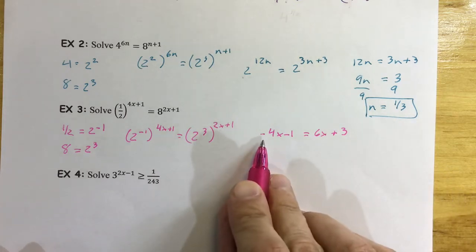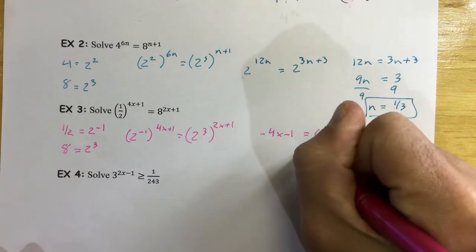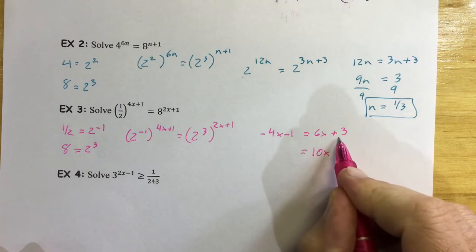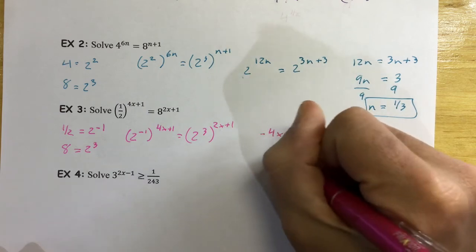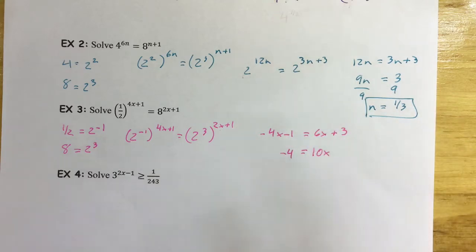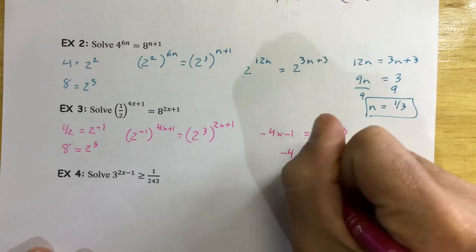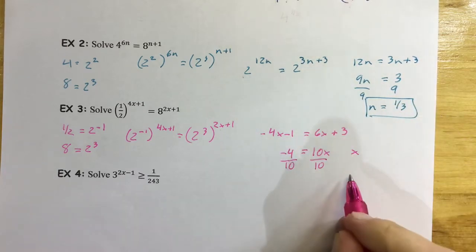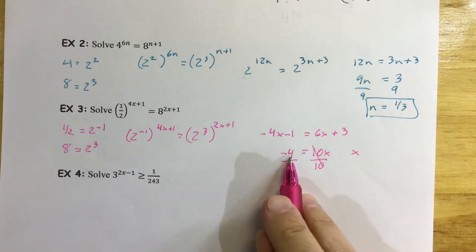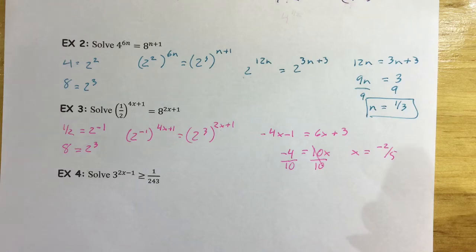Since I have a -4x, I'm going to add that onto the 6x and get 10x. At the same time, I might as well just subtract the 3 since I'm keeping my x's on the right. I'll subtract the 3, which will give you -4. So that's a couple moves at once. You then divide by the coefficient of x. So you have to divide by the 10, and that means that x is going to be equal to -4/10, which is the same thing as -2/5.